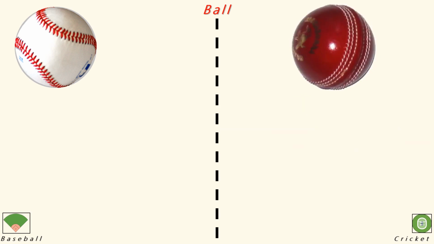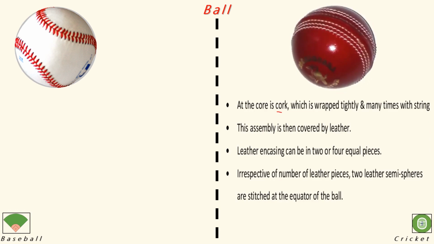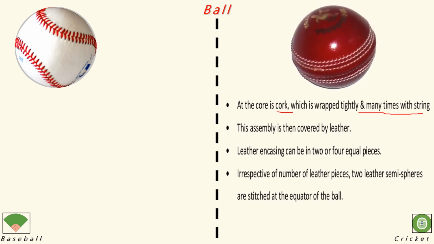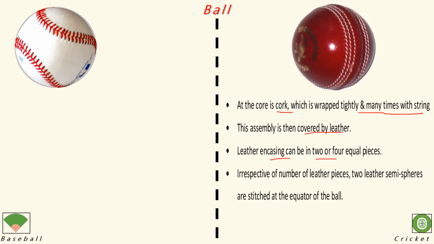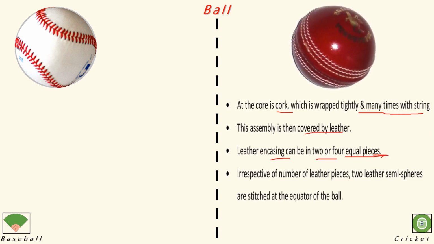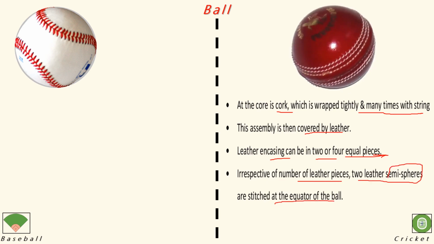matches. Cricket balls are heavier and harder than baseballs. At their core is cork, which is wrapped tightly many times with a string. This assembly is then covered by leather, and this leather encasing has 2 or 4 equal pieces. And irrespective of the number of leather pieces, the 2 leather semispheres are stitched together at the equator of the ball with a seam.